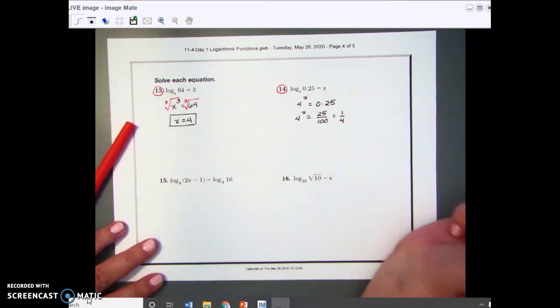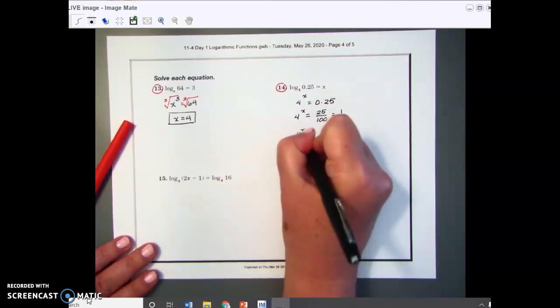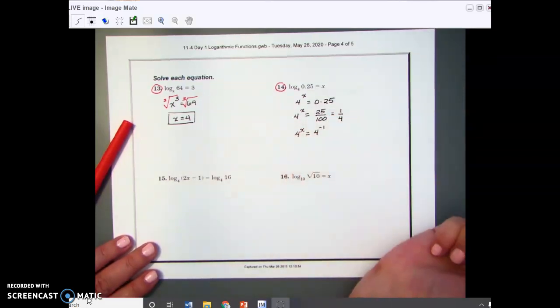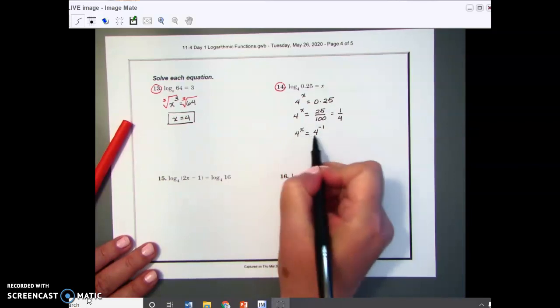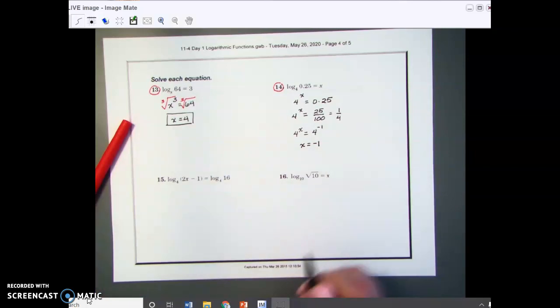So what our goal is for right now is to try to get the same base. And so we have 4 to the x power is equal to, and then this becomes 4 to the negative 1 power. And now that my bases are the same, my exponents need to be the same, and so we get x is equal to negative 1.